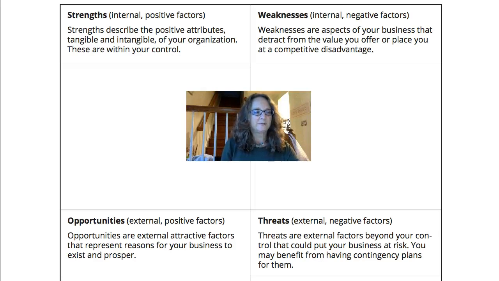SWOT is an acronym for Strengths, Weaknesses, Opportunities, and Threats. The primary objective of SWOT analysis is to help a company or an organization develop a full awareness of all the factors involved in a decision. SWOT is a powerful tool for many different decisions.